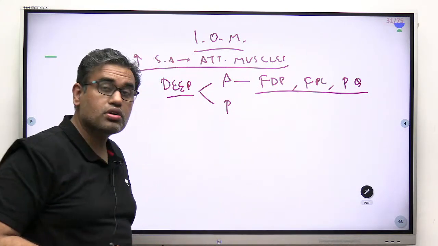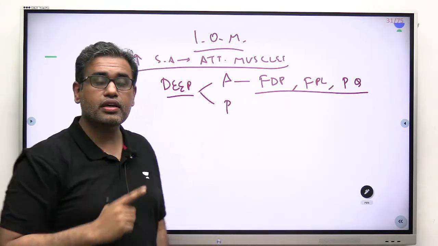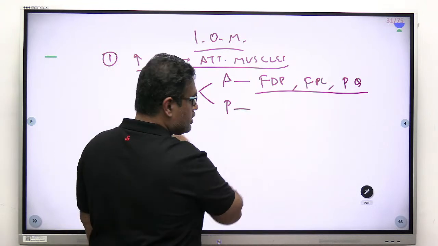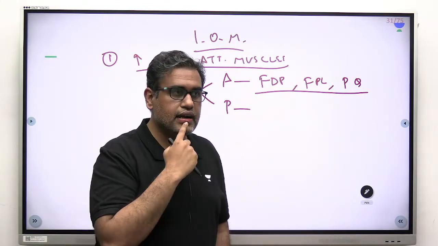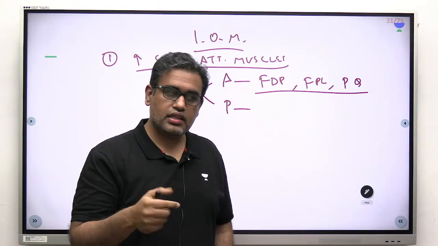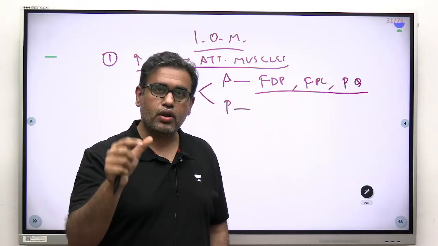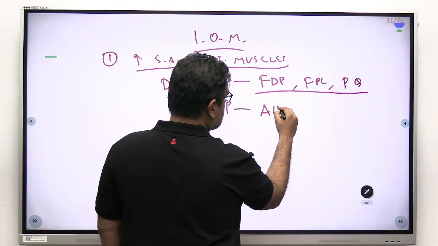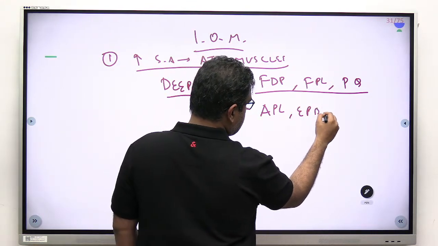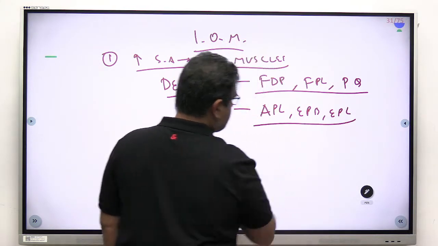Okay. And what about the posterior part? Yes, the posterior part we should also know. The posterior part, that is the extensor part. We call them the outcropping muscles because their tendons outcrop and go towards the lateral side into the pollex or the thumb. What are those? Abductor pollicis longus, extensor pollicis brevis, extensor pollicis longus, these are the main ones.